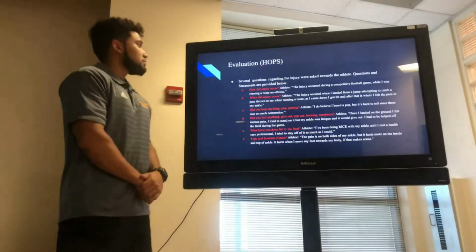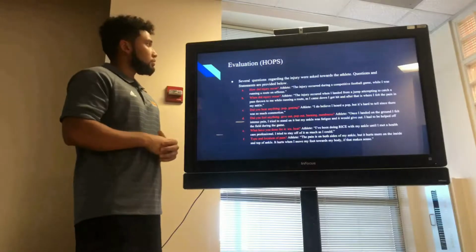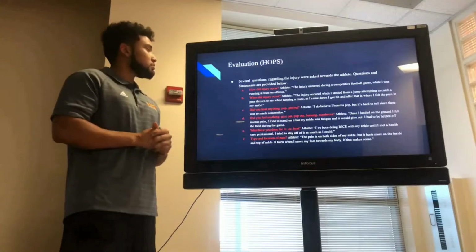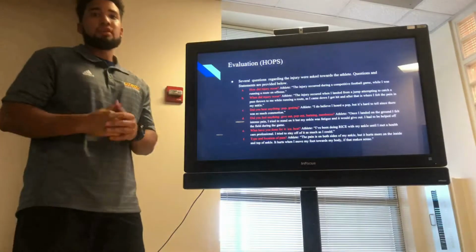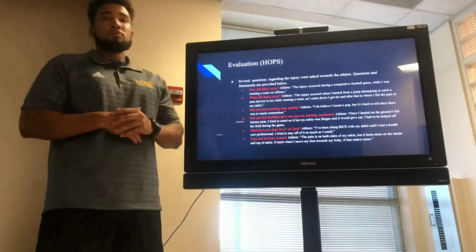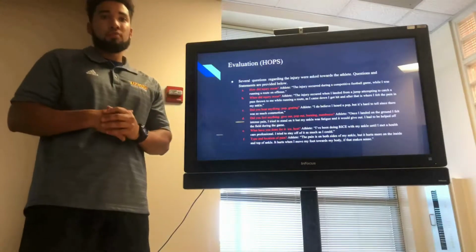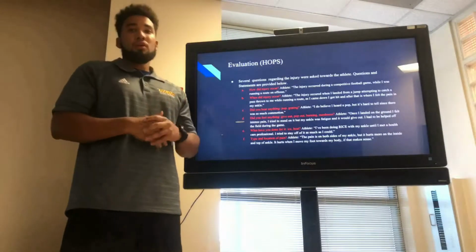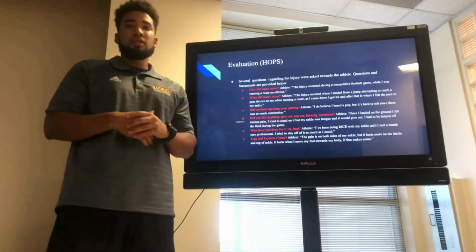So after diagnosing the athlete, we follow HOPS. The first step is evaluation. Several questions regarding the injury were asked of the athlete. Questions and statements are provided below. The first one is, how did the injury occur? The athlete responds, the injury occurred during a competitive football game while I was running a route on offense. It wasn't much information, but that's a brief summarization that he gave us.